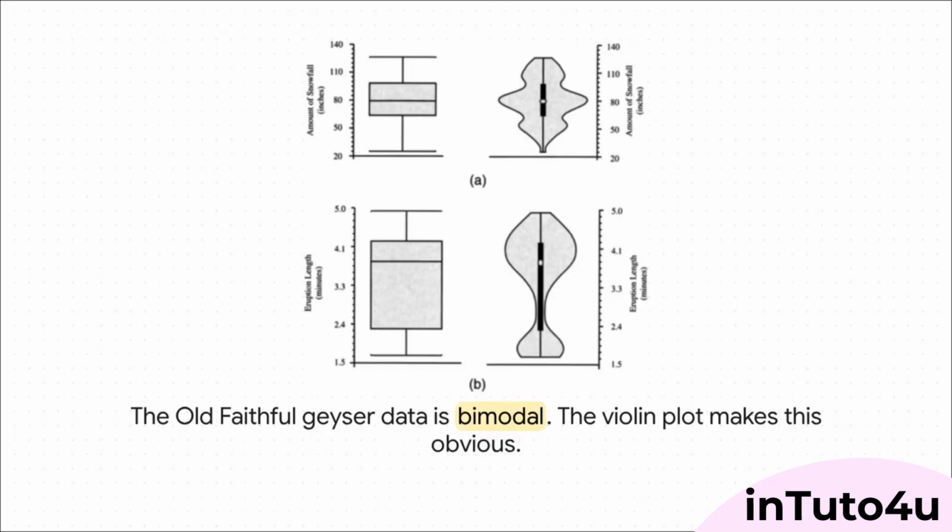Let's take a classic real-world example, the Old Faithful geyser. A box plot would just show a pretty wide range of eruption times. Okay, fine. But the violin plot instantly shows you that the data is bimodal. There are 2 very different groups of eruptions, a bunch of short ones and a bunch of long ones. That is a massive insight that the violin plot makes completely obvious.